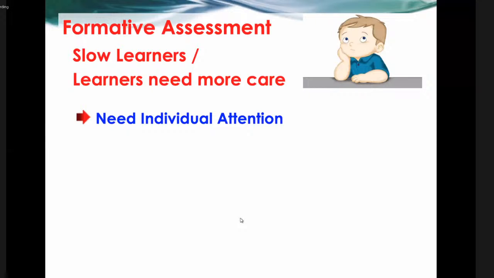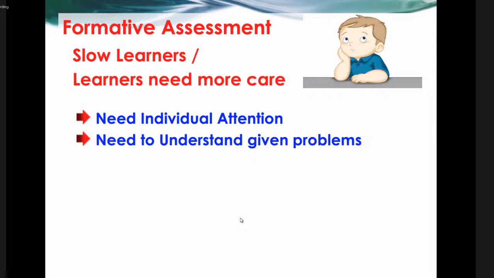We will also pay more attention by giving more exercises, and more tutorial sessions will be taken up. So they will get individual attention here. And then they need to understand the given problems. The main problem why they are not passing is the lack of problem-solving skills, right? So we will also look into that aspect, and we will see how they approach the problem.